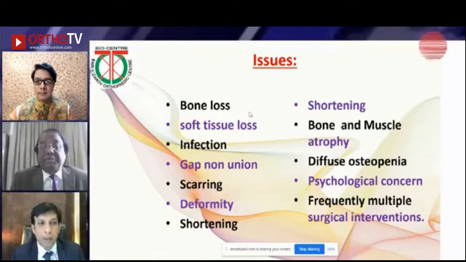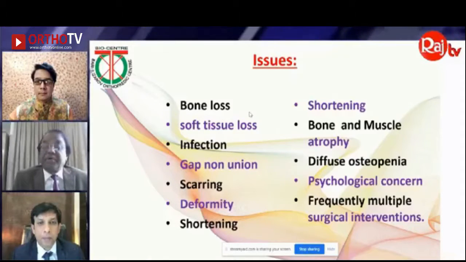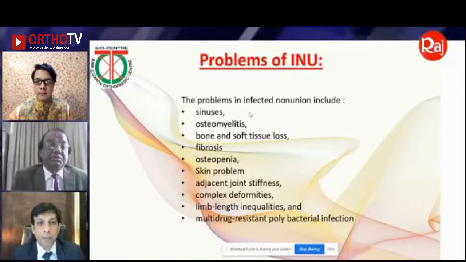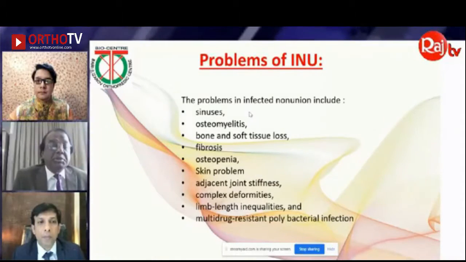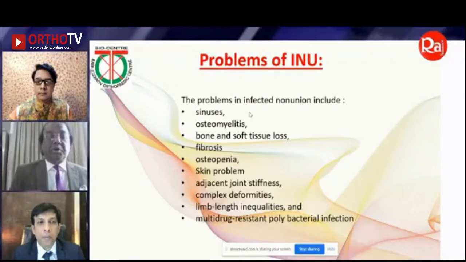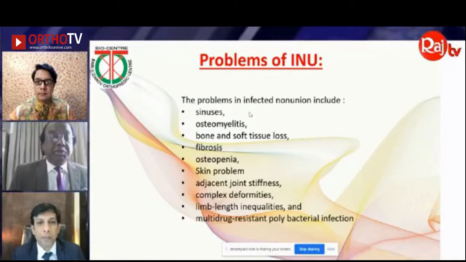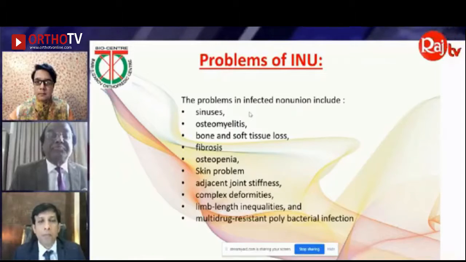Shortening and bone and muscle atrophy. And you will get diffuse osteopenia. The patient will suffer psychological problems because you need to go for frequent multiple surgical interventions. The problems in infected non-union: you'll get sinuses, you'll get osteomyelitis, bone and soft tissue loss, you'll get fibrosis, you are getting osteopenia all the time, of course the skin problem, and adjacent joint stiffness, most of the time we find it, and complex deformities.